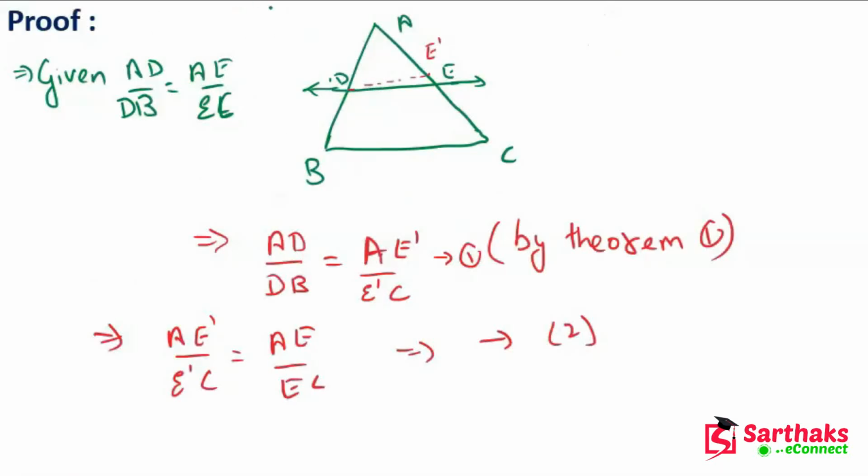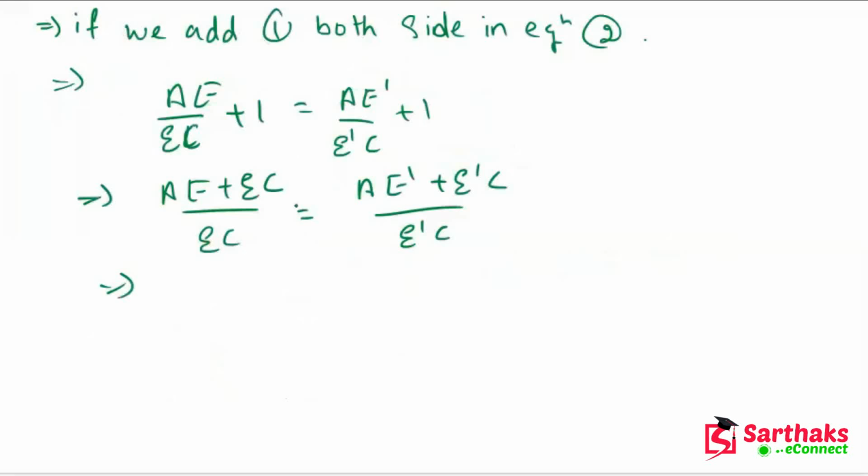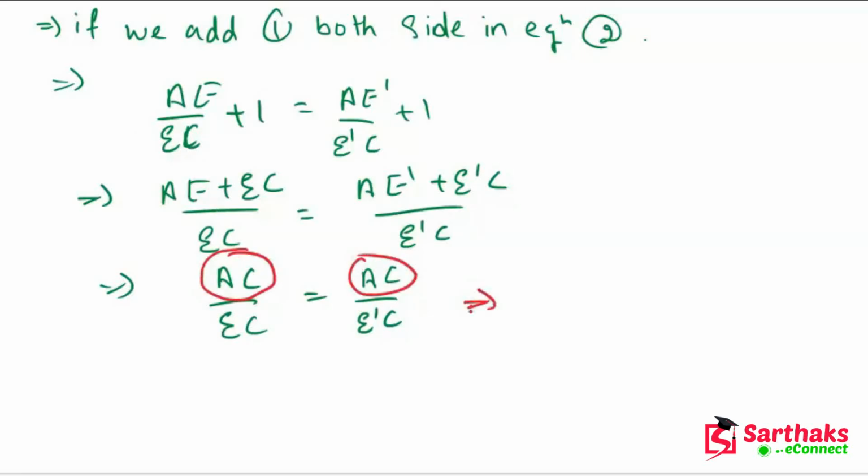Now if you observe, AE plus EC is AC, and AE dash plus E dash C is again AC. So we get AC divided by EC is equal to AC divided by E dash C. From this equation, we can conclude that E dash and E coincide.